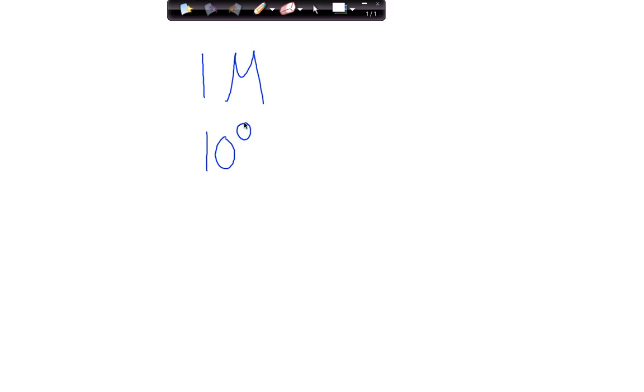But we also have 10 molar acid over in our stockroom. So how do we write 10 in scientific notation? Well, that would be 10 to the first. The pH of that is -1.